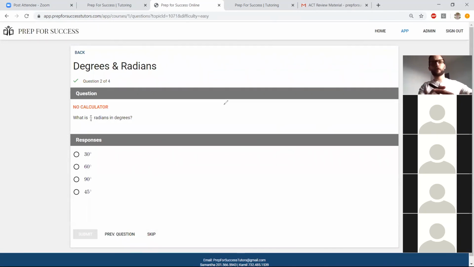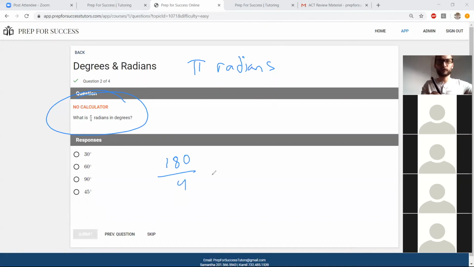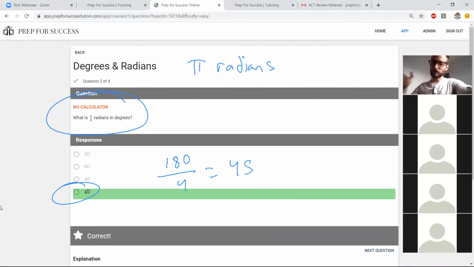So I mentioned this before when we talked about circles. When you see pi radians, you just replace it with 180 degrees. So here's an example question. What is pi over 4 radians in terms of degrees? So you see how right here we have pi radians? So you just replace that with 180. So essentially you just have 180 over 4, which is 45 degrees. Your answer is D. That's it. Okay? Whenever you see pi and the word radians after it, replace the pi with 180. That's all you have to do.